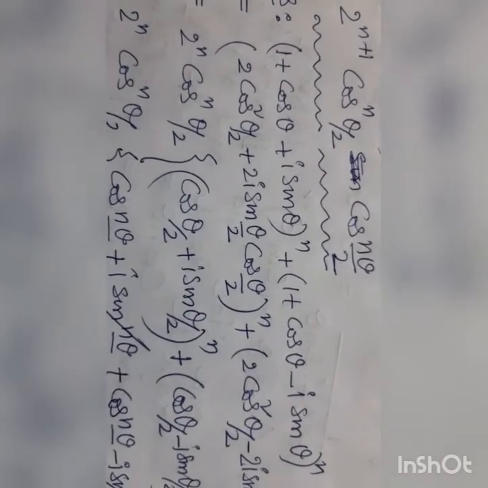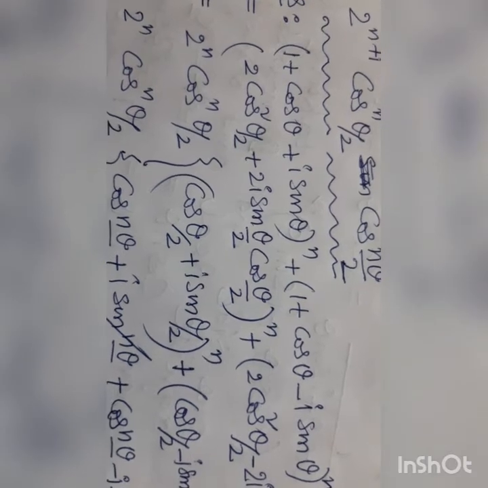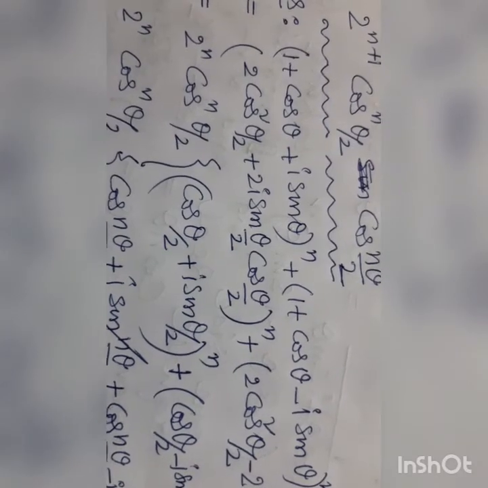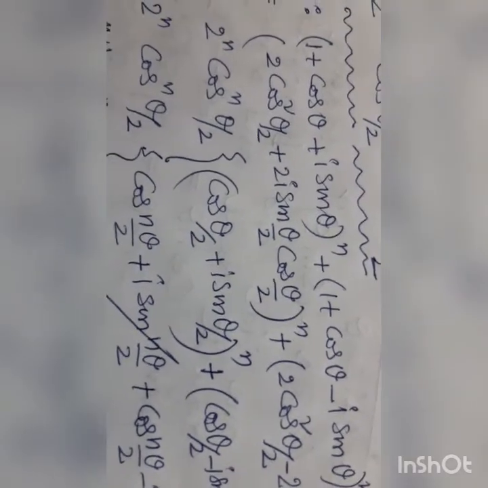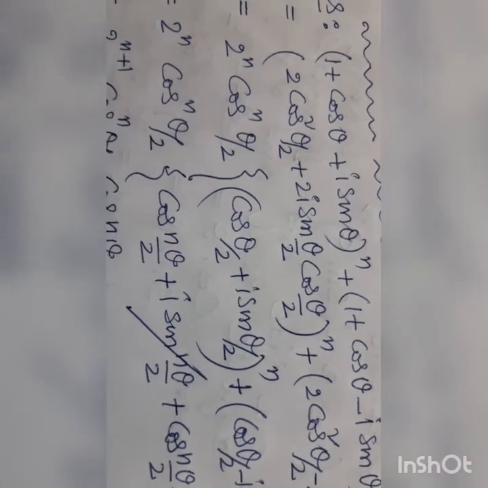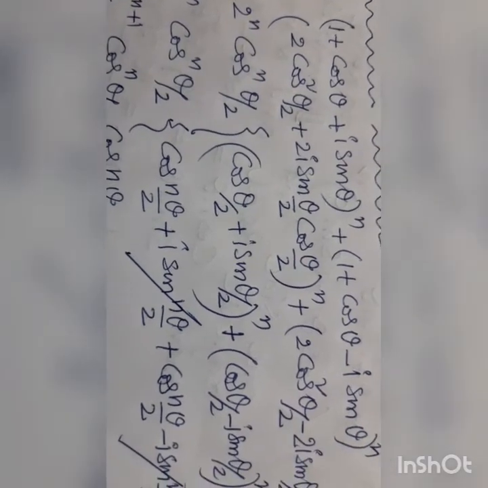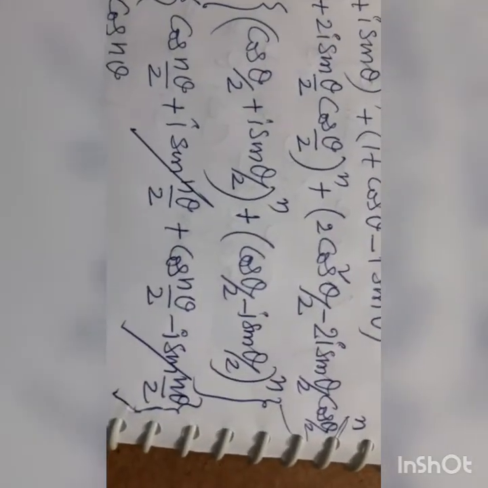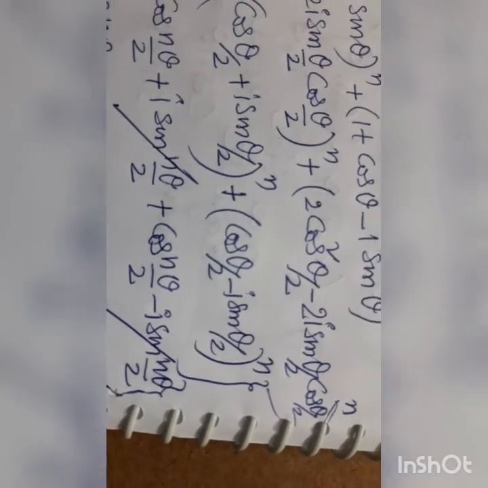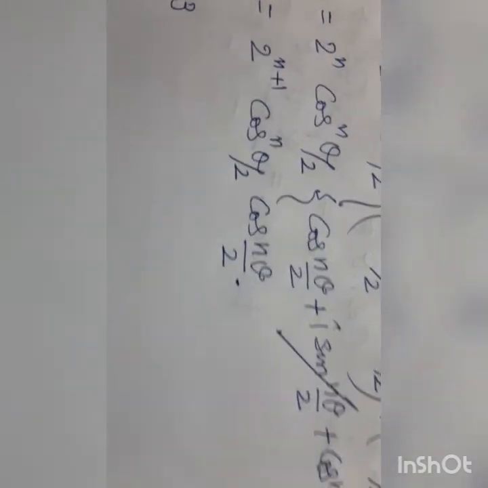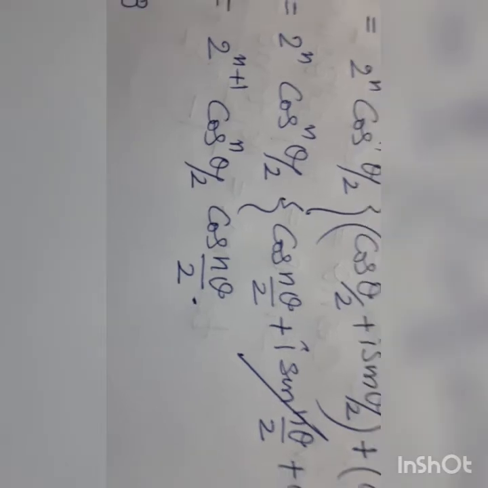Because always power n is there. So from power n, if we take this part 2 power n cos power n theta by 2 common, we can write it like this: 2 power n cos power n theta by 2, big bracket, flower bracket begin, (cos theta by 2 plus i sin theta by 2) whole power n plus (cos theta by 2 minus i sin theta by 2) whole power n. So here equals 2 power n cos power n theta by 2.